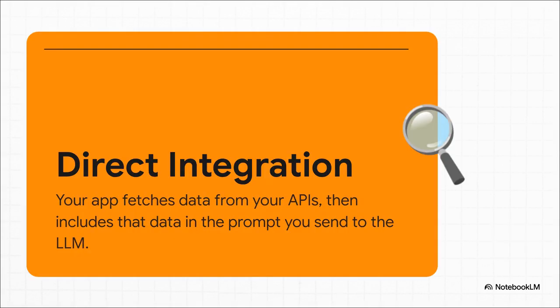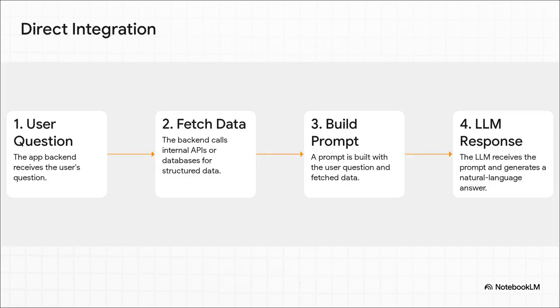So first up, we've got the assistant model. We call this direct integration. In this setup, your application is completely in control. It is the boss. It decides which APIs to call, it goes and gathers all the necessary data, and only then does it hand that neatly packaged info over to the LLM with a super specific instruction. The flow here is totally linear, completely predictable.